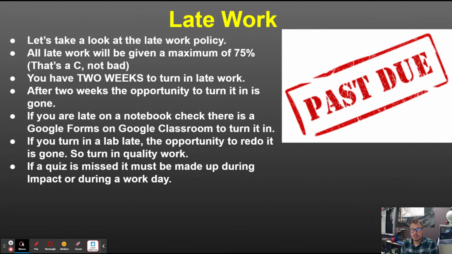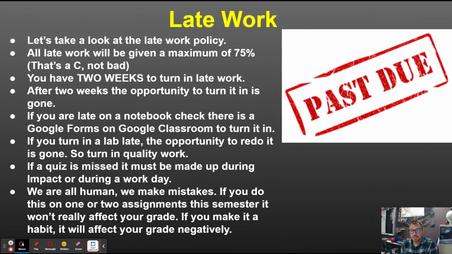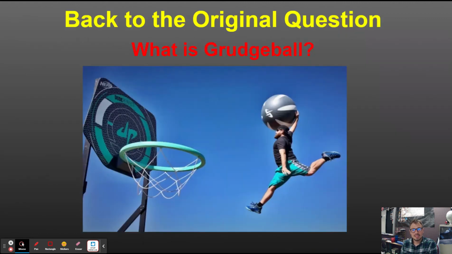So turn in quality work. If a quiz is missed, it must be made up during impact or during a work day. We're all human. We make mistakes. If you do this on one or two assignments a semester, it won't really affect your grade negatively. But if you make it a habit, it will affect your grade negatively. So that was the classroom procedure.